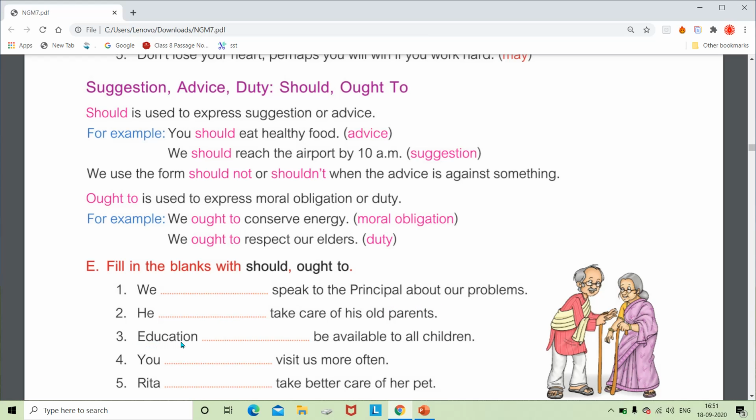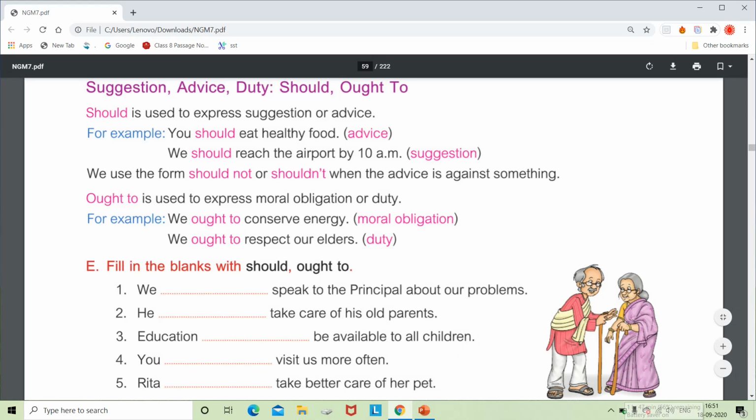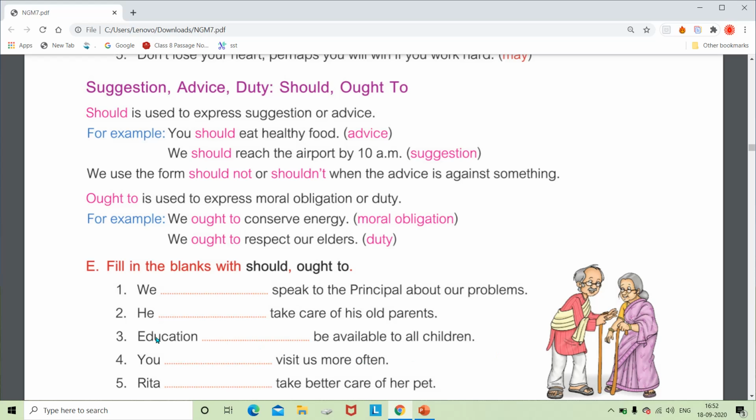In the third one, education dash be available to all children. It is also the moral duty of the government, or we can say the rich ones. So education ought to be available to all children. It is their duty to provide. The rich have a duty to make all this available to the poor. It is their moral duty. So education ought to be available to all children.